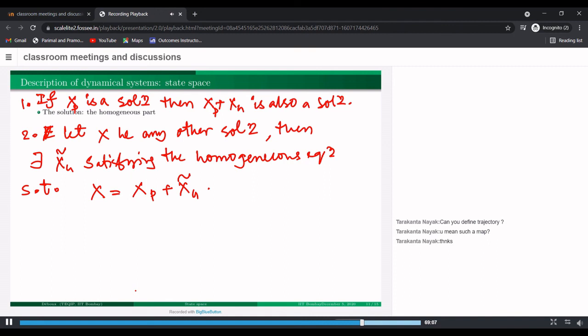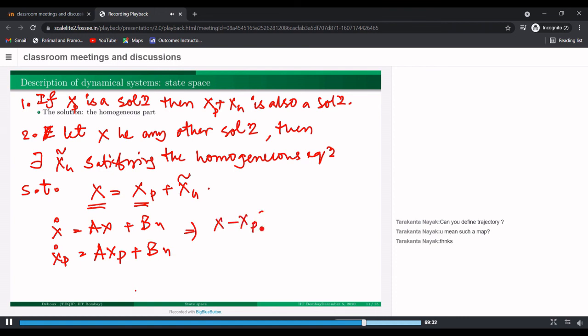Yeah, this in fact is very easy to show. You see, I'm saying x is any arbitrary solution, and xp is one fixed solution of x dot equals Ax plus Bu. Then x dot satisfies Ax plus Bu, and xp dot satisfies Axp plus Bu. This tells us that (x minus xp) dot must satisfy A(x minus xp), which means x minus xp must be a solution to the homogeneous equation. You see, this is the homogeneous equation.